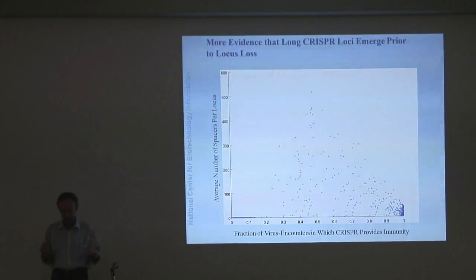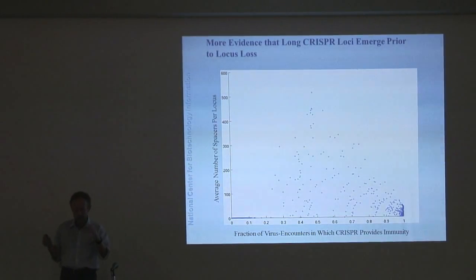So we have more indications from these models that the longest CRISPR loci emerged prior to the loss of the CRISPR loci. So the bacteria, the host, speaking anthropomorphically, try to fight as long as they can, and then they lose.